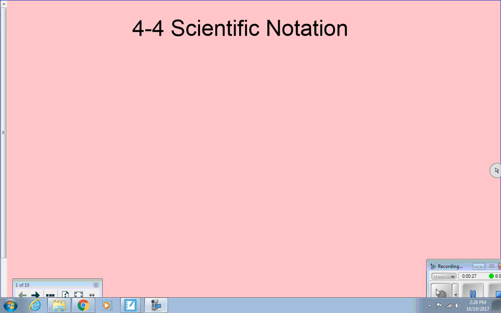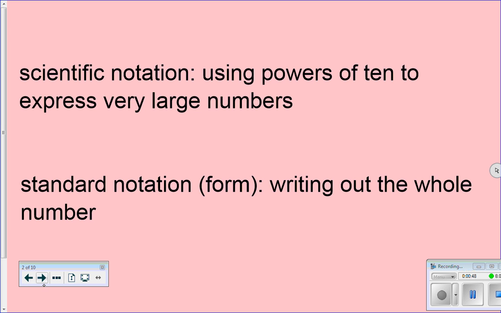Believe it or not, you've seen scientific notation before because your calculator puts things in scientific notation that are super big. If you've ever seen a whole number and then at the end it has a times 10 and then a little number on your calculator, that's scientific notation. Okay, so a few things about scientific notation that you need to know. Two vocabulary words: scientific notation and standard notation, or standard form.